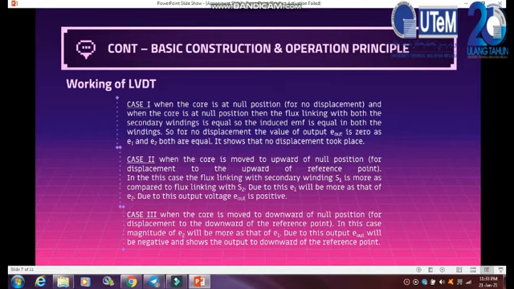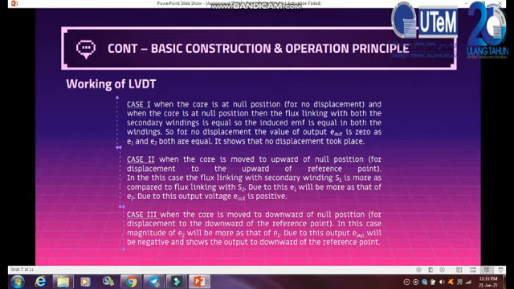This part will show how the LVDT works. For case 1, when the core is at the null position, with no displacement, the flux linking both secondary windings is equal, so the EMF is equal in both windings. So for no displacement, the output voltage is 0, as E1 and E2 are equal. It shows that no displacement took place.